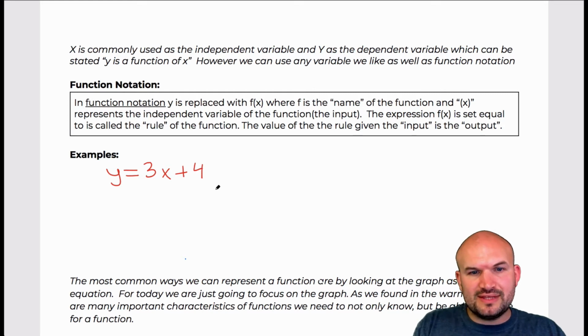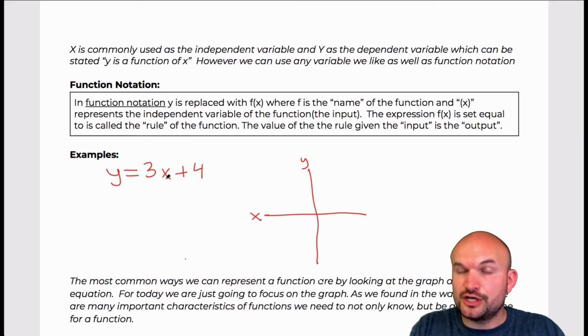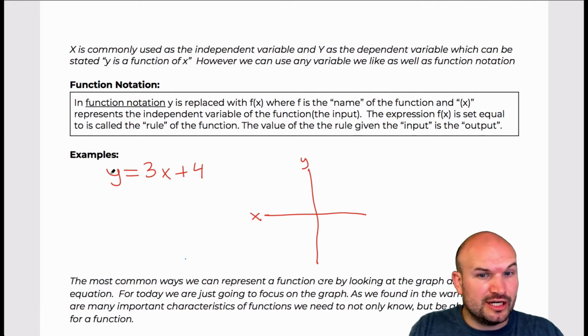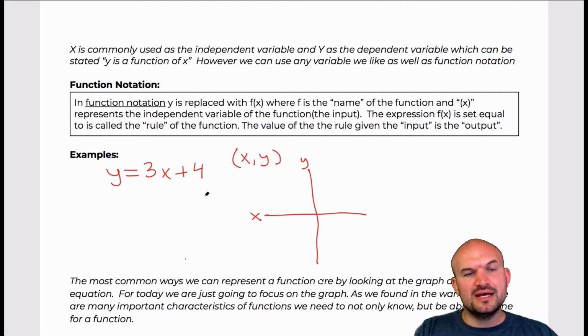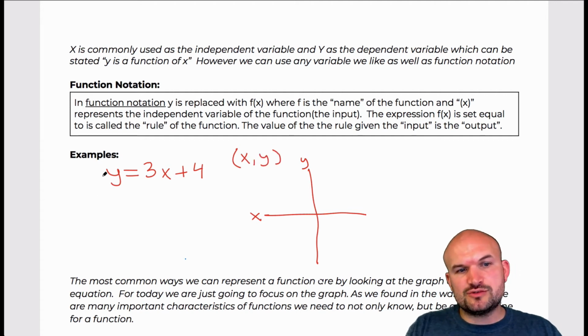So the main important thing is that we have an x-axis and a y-axis, right? For every x, you plug in values for x, and then you're going to get y. And that creates what we call a coordinate point, in terms of x and y. Okay? So function notation is really just replacing our notation for the output value.